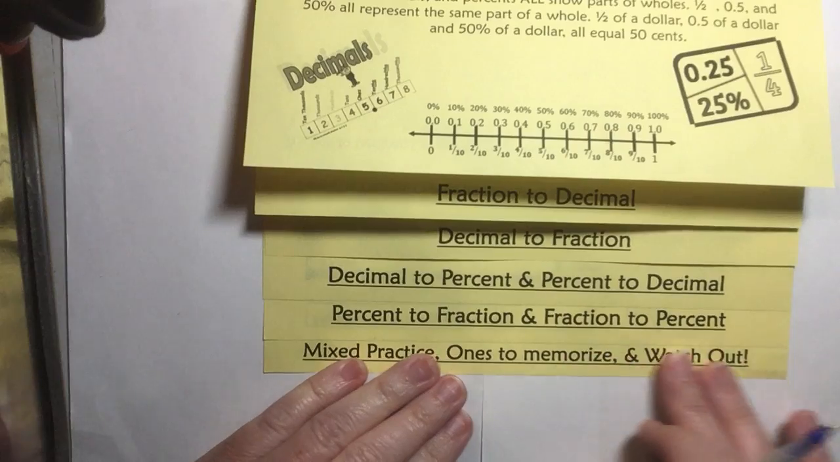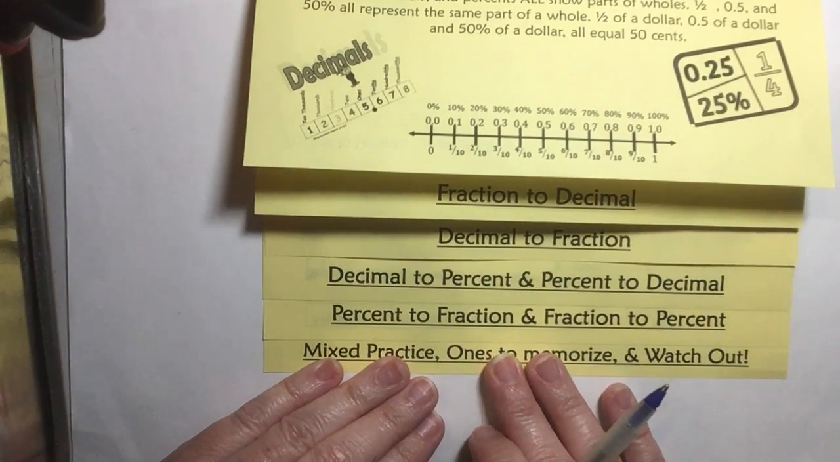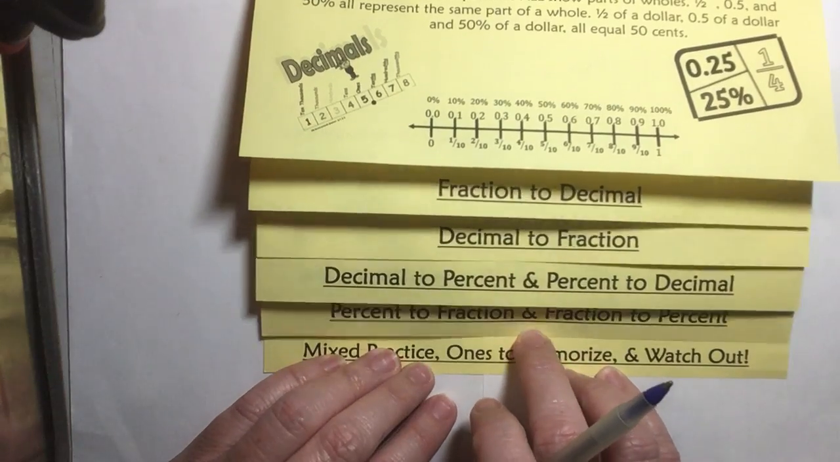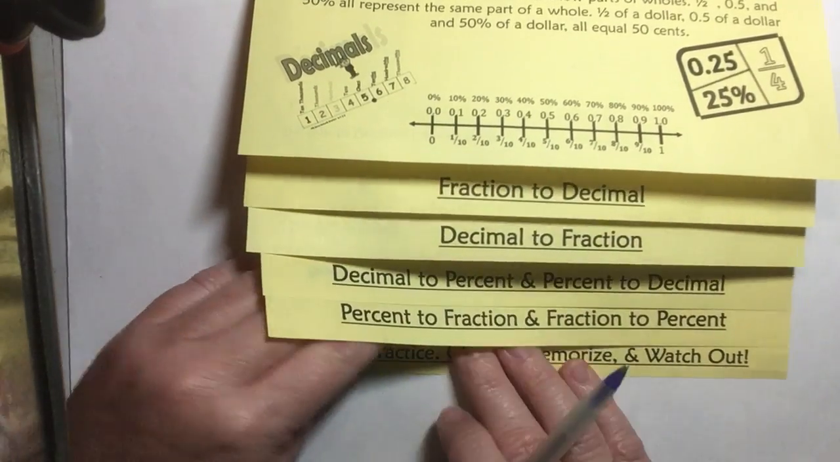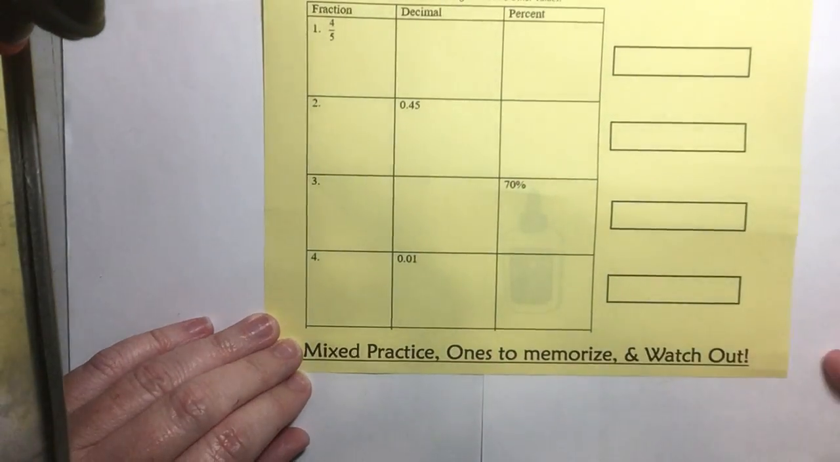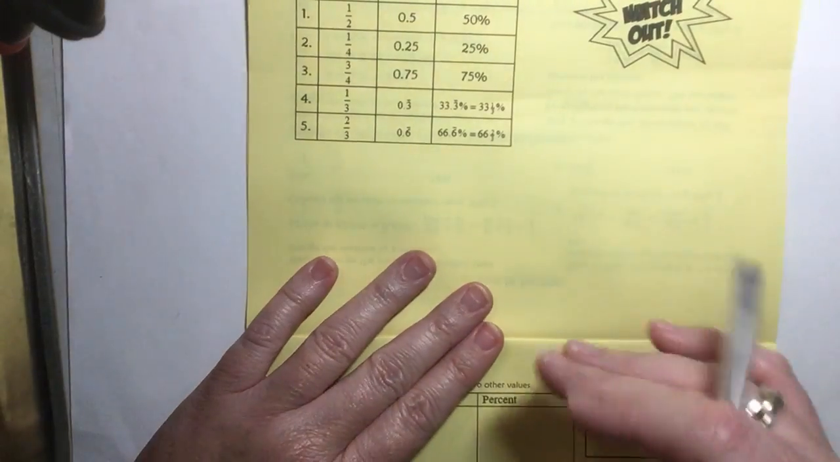So if you want to go to your last flap, and if you don't have a foldable, remember you can be writing these notes in your notebook, okay? So I want us to go to the last flap, and you're going to end up doing this mixed practice. But I want us to do some things up here at the top of this first.